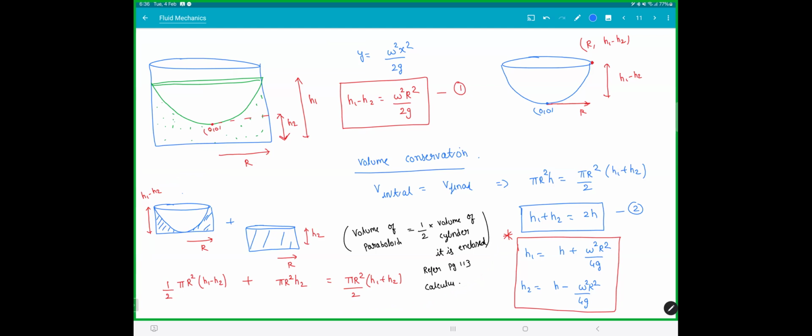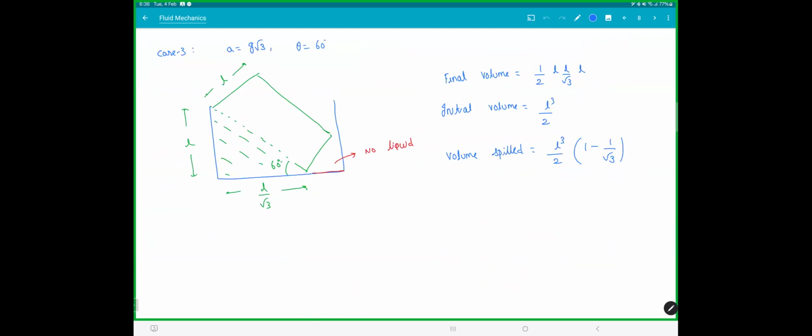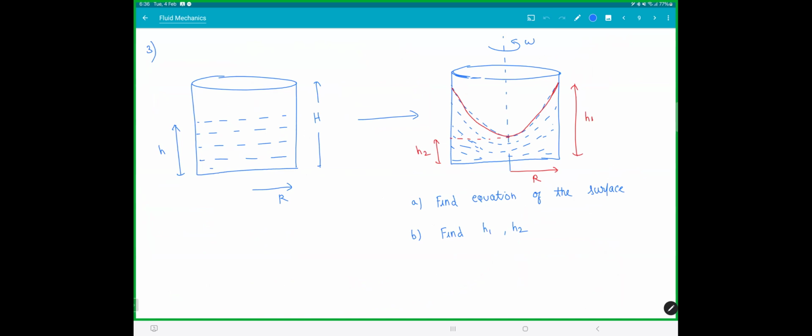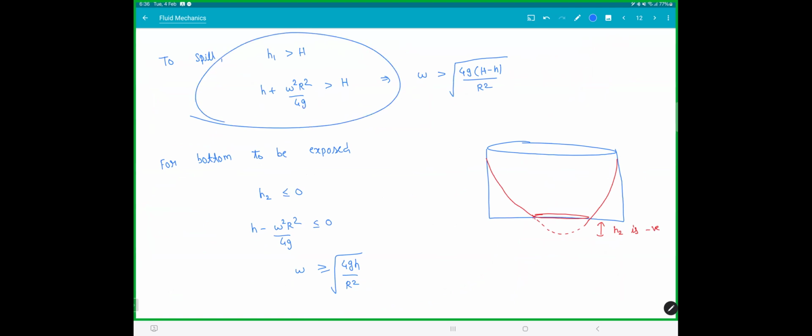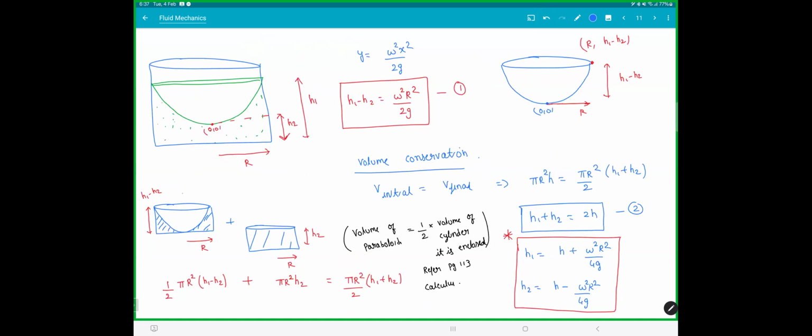What we have taken, small h is given. Small h is the initial height of the liquid. Right? Capital H is the height of the container. So this capital H was actually useless until you asked me when will the liquid spill out. That is the only time you'll use capital H. Or else if you just ask me H1, H2, I don't need capital H. Clear? Small h was the initial height of the liquid.